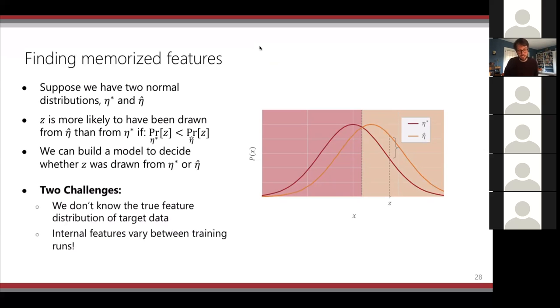But the challenge is that we don't know what the correct feature distribution of the target data distribution is, right? Because we're talking about internal features of a model, not explicit features given in the data.